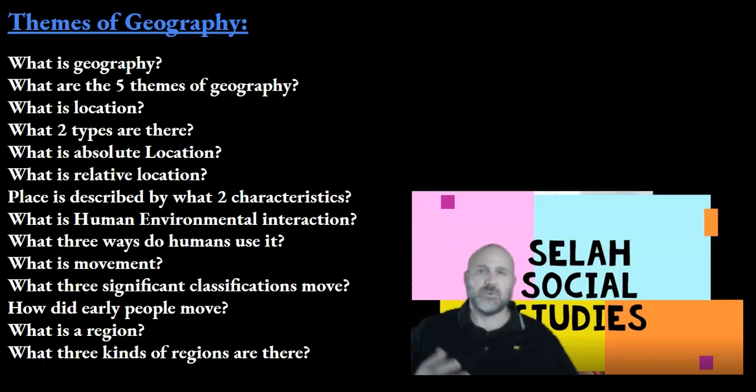So theme 2, place. When we think about a place, we need to ask what it's like there and what kind of place it is. When discussing place, there are 2 different types of characteristics: human characteristics and physical characteristics. Human characteristics are characteristics that describe a place's culture.